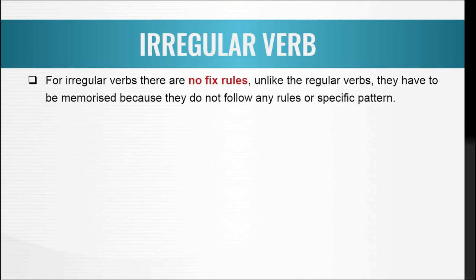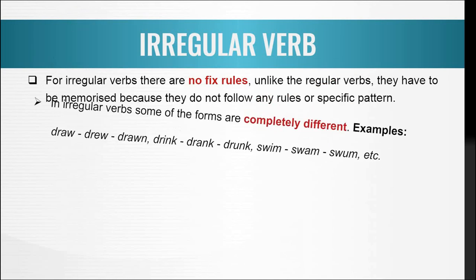Now, what are the spelling rules for the irregular verbs? Let's learn. For irregular verbs, there are no fixed rules. There are no specific rules for changing the present form of the irregular verb into the past or past participle. Unlike the regular verbs, they have to be memorized because they do not follow any rules or specific pattern. There is no certain rule to be learned or practiced. So therefore, all the irregular verbs must be memorized to not commit any mistakes.